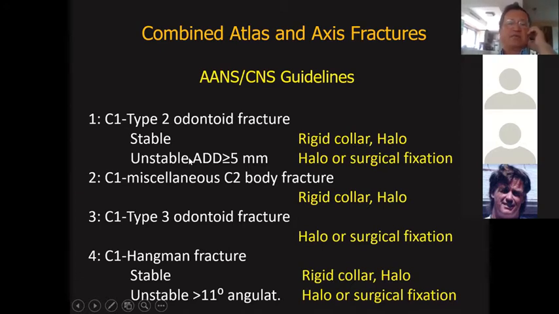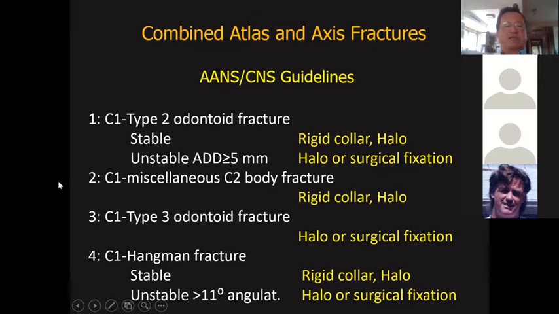If it's unstable, with an atlanto-dental interval of more than 5 millimeters, halo or surgical fixation are options. If there is a C1 and a different type of C2 body fracture, rigid collar is okay. It's mostly considered stable. If it's a C1 and type 3 odontoid fracture, halo or surgical fixation.